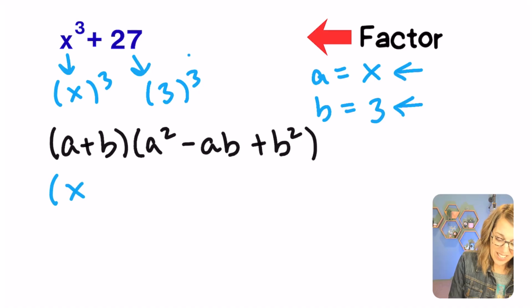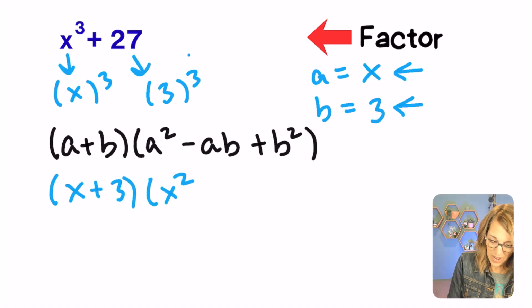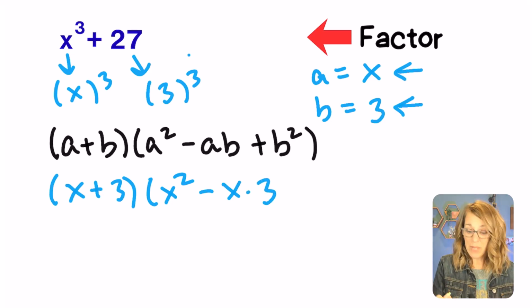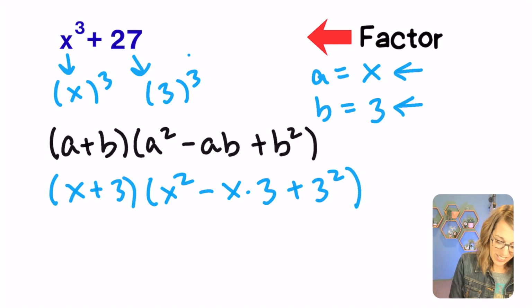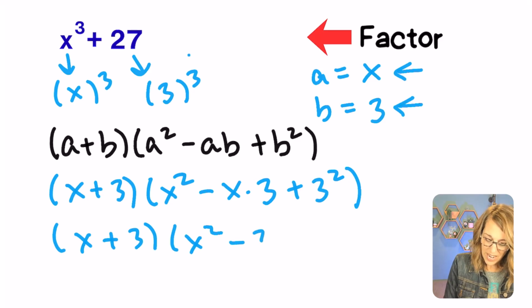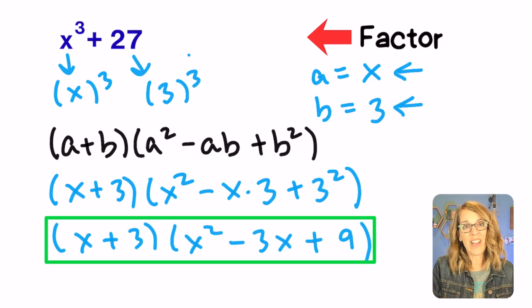Okay, so here we go. It starts with their sum, so x plus 3, and then x squared minus ab, so that's x times 3, and then plus b squared, that's going to be plus a 3 squared. Simplifying this one, so I get x plus 3, not a lot to do, x squared minus 3x plus a 9, and this is our answer.